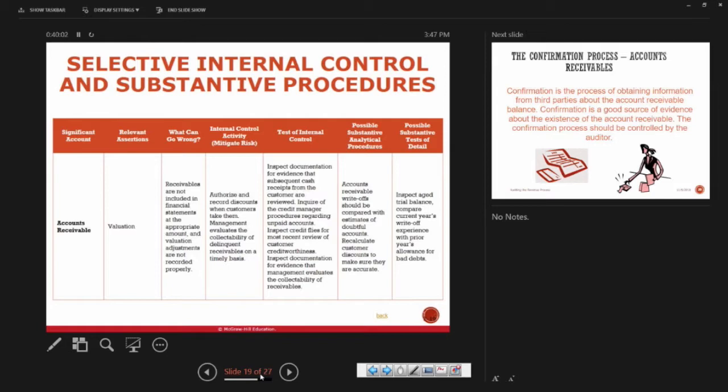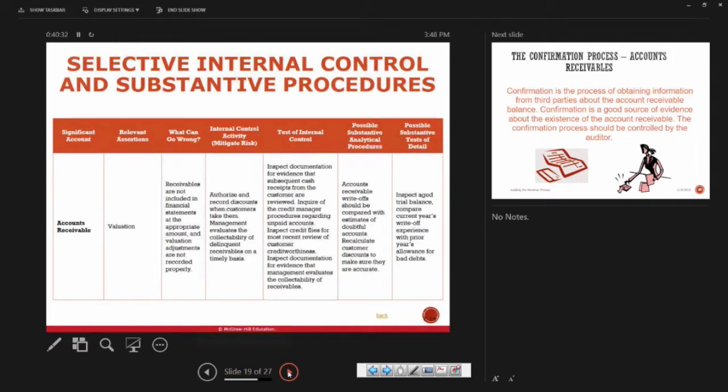A test of detail would be to inspect the aged file balance, compare the current year's write-off experience from prior years' allowance for bad debt. So the auditor, again, is trying to gather information, in this case, on how reasonable is the allowance for doubtful accounts given the company's aging analysis.